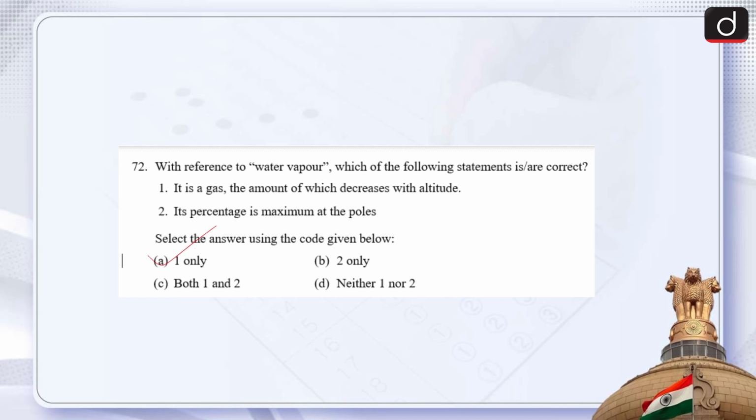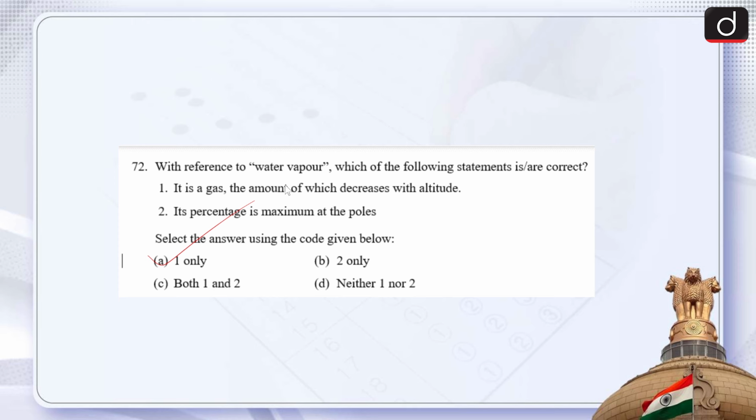And the answer is one only. And why is it one only? Water vapor is water in gaseous form. It is Earth's most abundant greenhouse gas. The troposphere contains 99% of the water vapor in the atmosphere. Water vapor content decreases rapidly with altitude. Hence, statement 1 is correct.